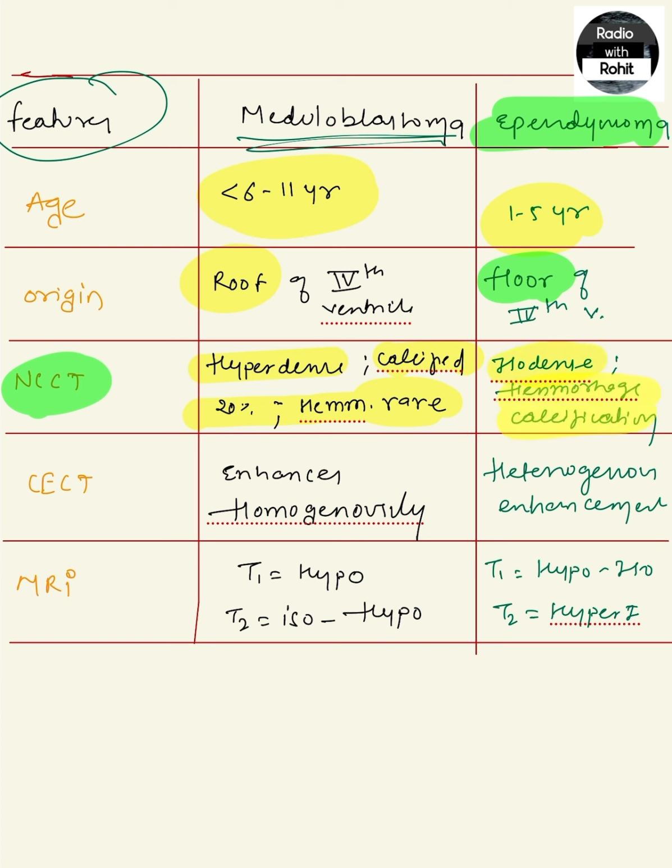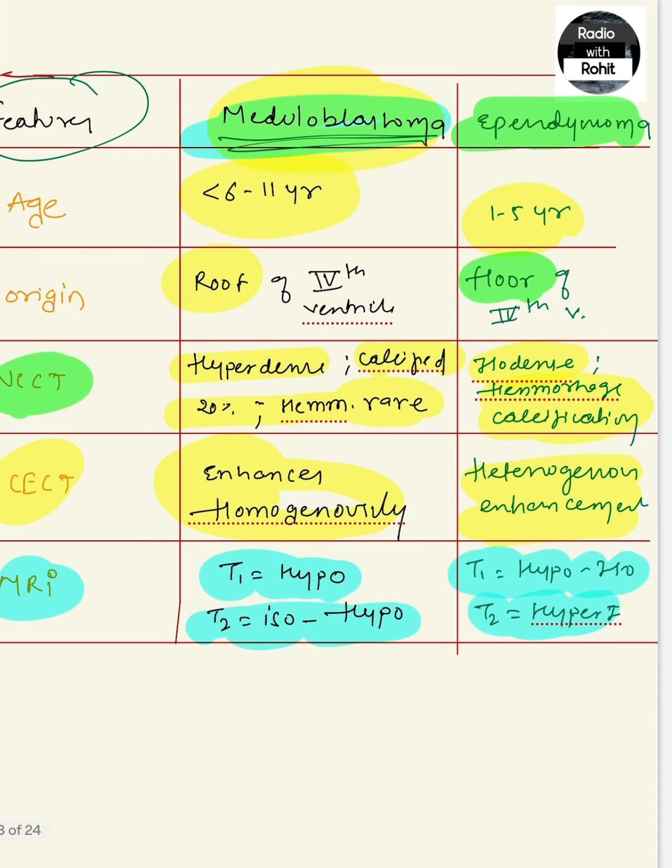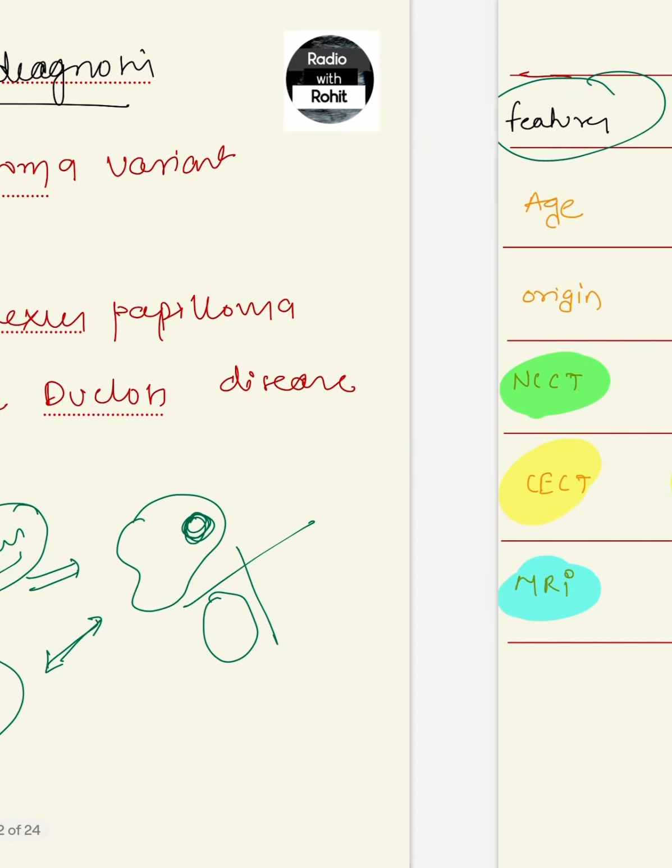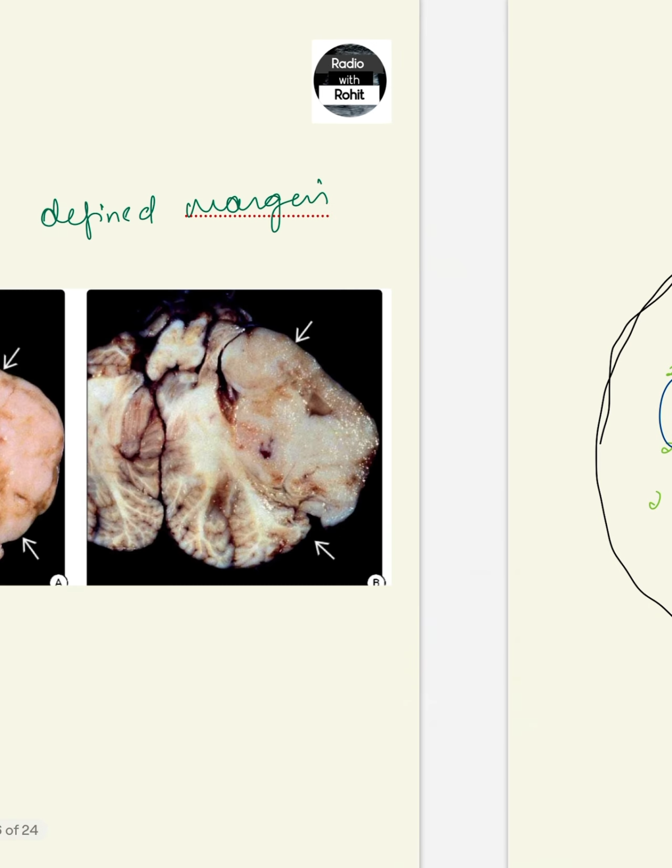hemorrhage and calcification are common. On CECT, our medulloblastoma will show the beautiful homogeneous enhancement, while the ependymoma will show the heterogeneous enhancement. On MRI, it's interesting that T1 MRI will show hypo and T2 iso to hypo in medulloblastoma condition, while in ependymoma, T1 will show the hypo to iso, while T2 will show the hyperintense imaging. So here we have our beautiful medulloblastoma.